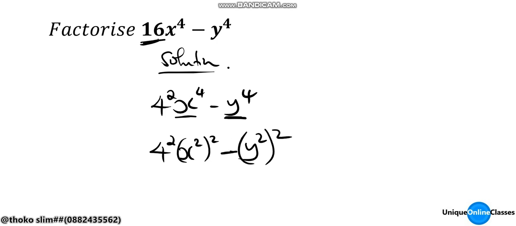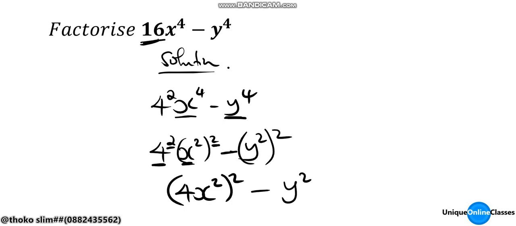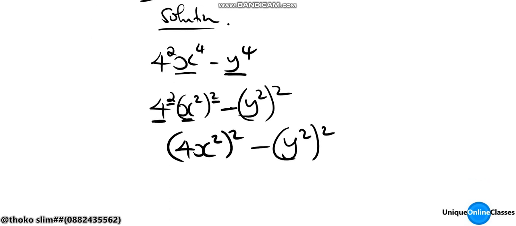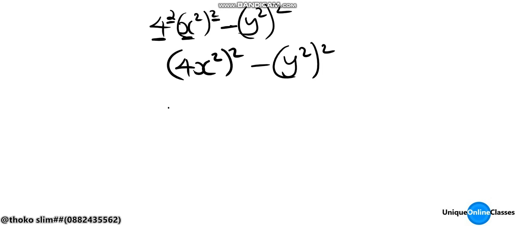Now you can see we have power 2 also, and we can combine 4 and x squared, to get 4x squared raised to the power 2. So this is in the power 2. Then we take y squared then power 2. Now above we can produce the 2 brackets here, minus and positive. We have 4x squared minus y squared.